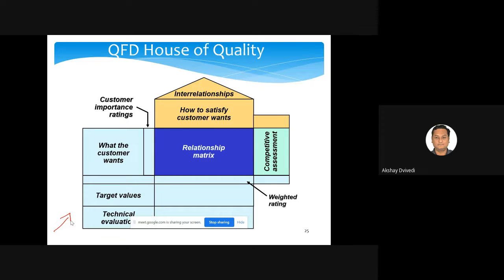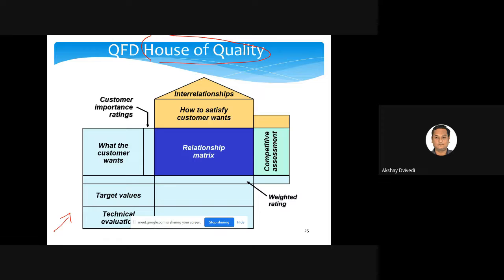When Yoji Akao moved to the US from Japan and explained this concept to people there, it was very difficult for those English speaking people to interpret what it meant in the Japanese language. So they said, let us call this thing a house, because this matrix looks like a house. So they said, okay, this is a house of quality.